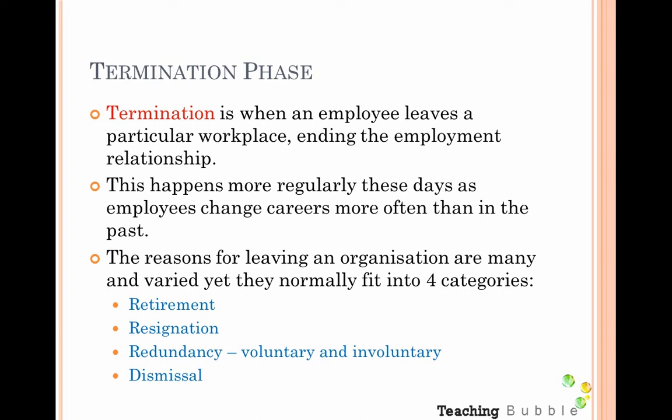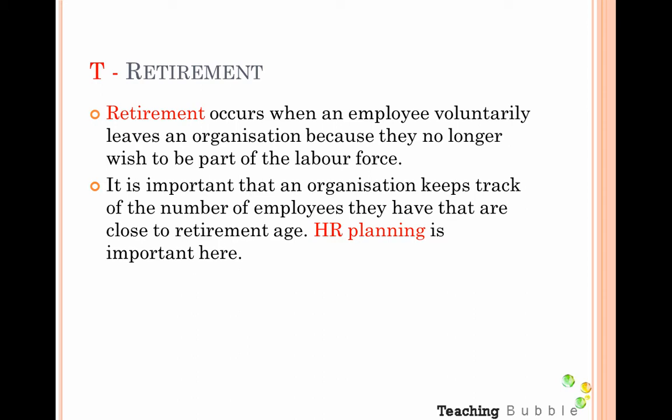So it happens more regularly these days because people of your generation, I suppose, will change careers. So the research shows that you will change careers more often than what has happened in the past. Now there's four main reasons. There's lots of different reasons, I should say, for termination, for why people leave an organisation, but they can normally fit into these four categories. And they are retirement, resignation, redundancy, which can be voluntary and involuntary, which we'll go through in a second, and dismissal.